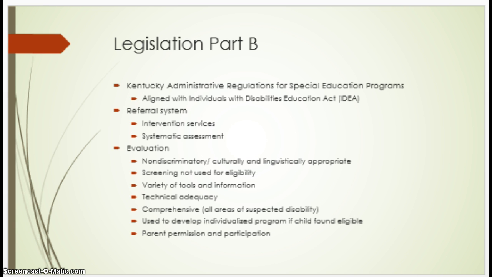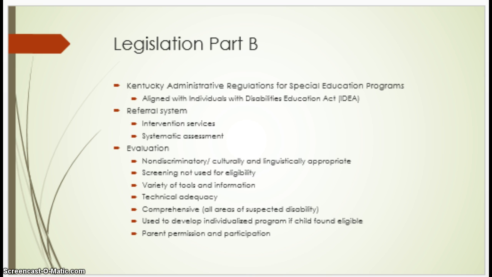The Individuals with Disabilities Education Act, or IDEA, provides federal administrative guidelines for eligibility determination for special education services. Part B of IDEA governs children ages 3 to 21, while Part C of IDEA governs children ages birth to 3. Each state must also develop regulatory requirements under the law. So in Kentucky, we have the Kentucky Administrative Regulations for Special Education Programs, which governs programs for children ages 3 to 21, and we have Kentucky First Step Regulations, which govern programs for children ages birth to 3.